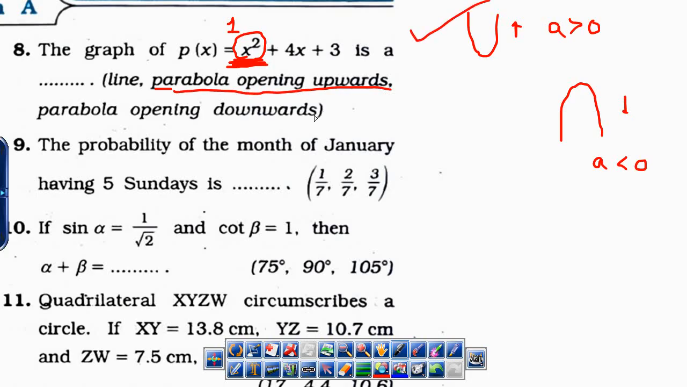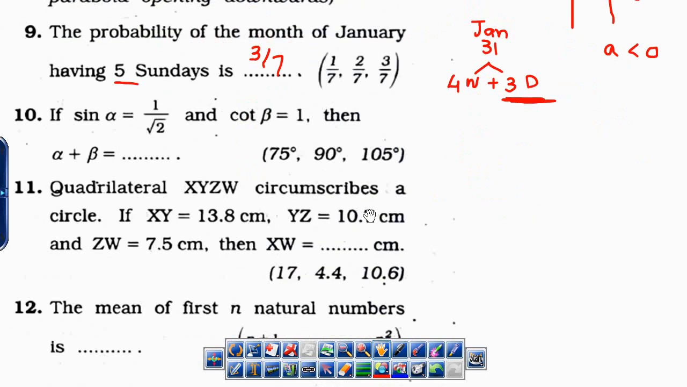The probability of the month of January having 5 Sundays. January has 31 days. 31 days means 4 full weeks, 28 days, plus 3 days extra, and these 3 days decide the probability of having 5 Sundays. Therefore the answer is 3 by 7.